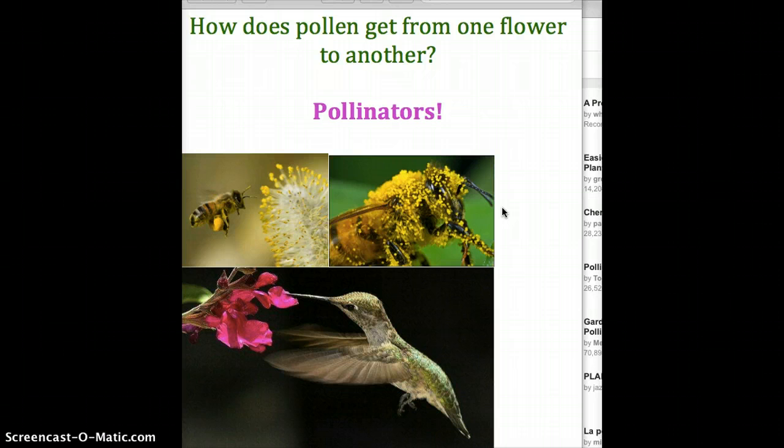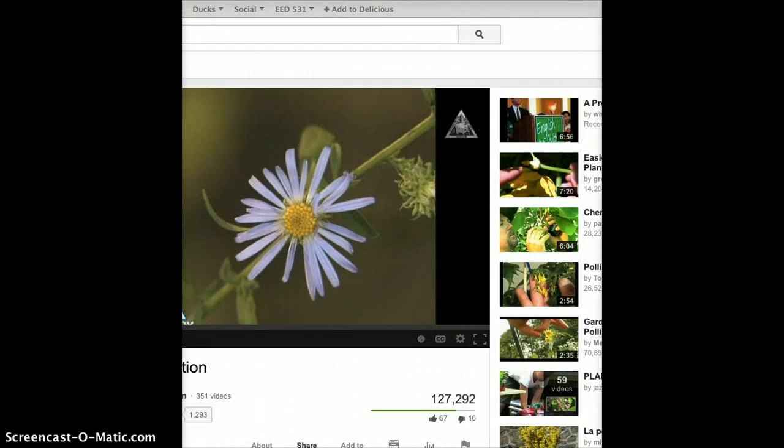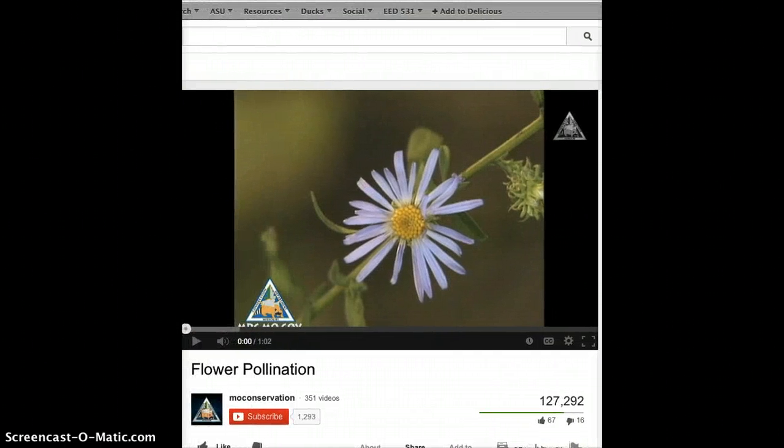Now it causes pollination because the pollen from flower A attaches to the insect or the bird, and when the insect or bird feeds on flower B, the pistil receives this pollen just by rubbing against the insect. Now pollination is very important because after pollination occurs, the flower can actually begin to reproduce. I have a short YouTube video here that's going to show us this process once again.